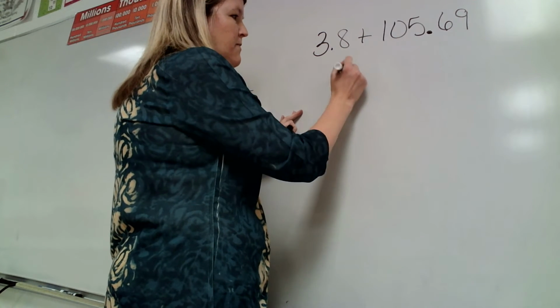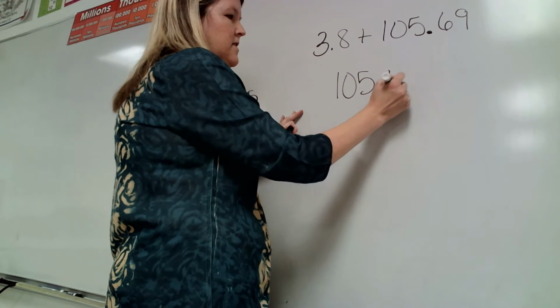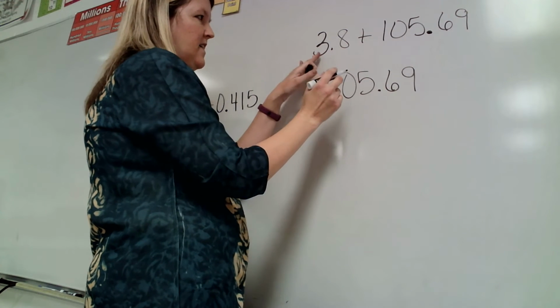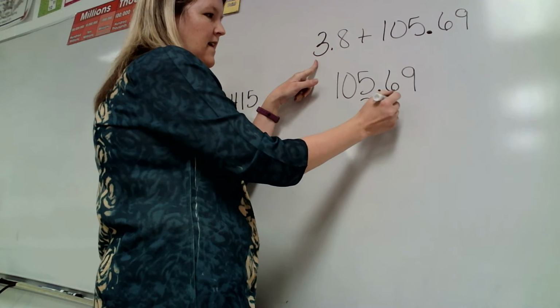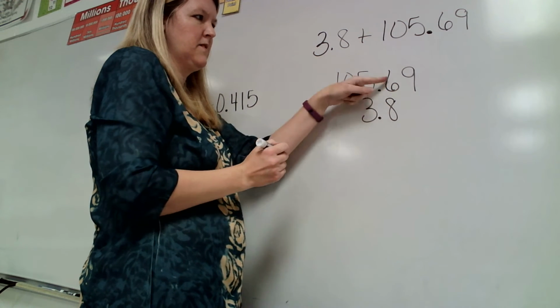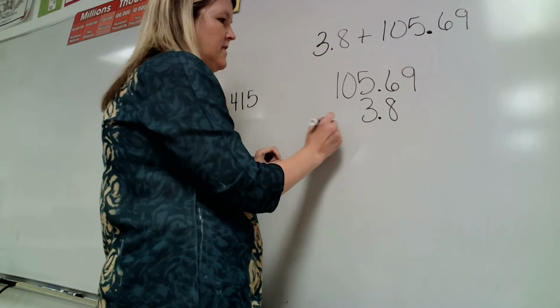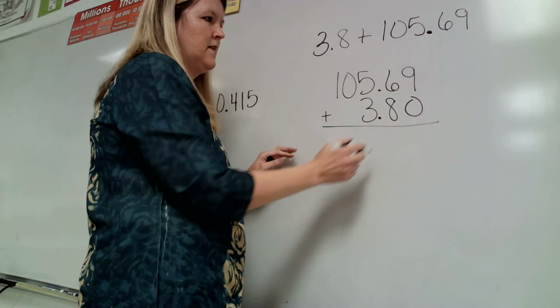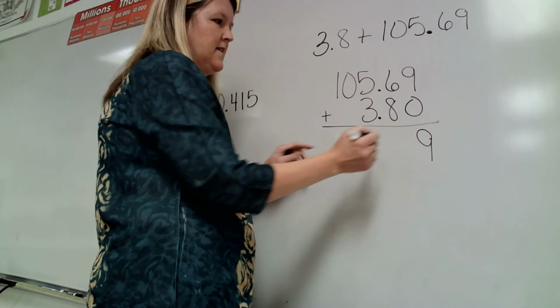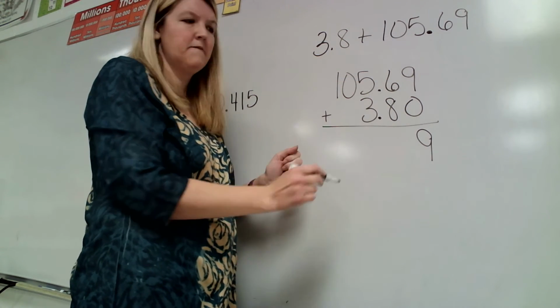So I'm going to start with my larger number just so that I can be sure to get everything lined up. So 3 8/10, I know the 3 is in the ones place. And then I've got 8/10 to match up with the 6/10. So I'm adding these. I can go ahead and place a 0 here. So 9 plus 0 is 9. 8 plus 6 is going to be 14.